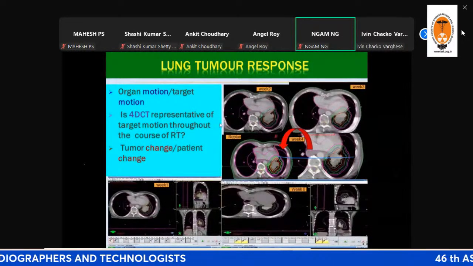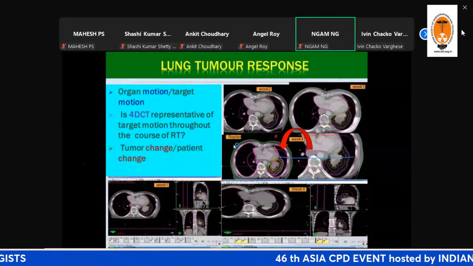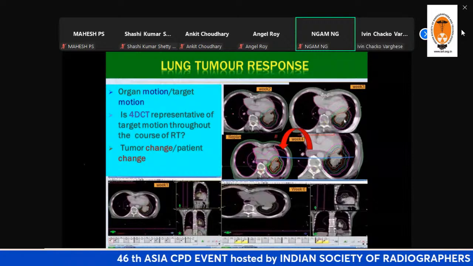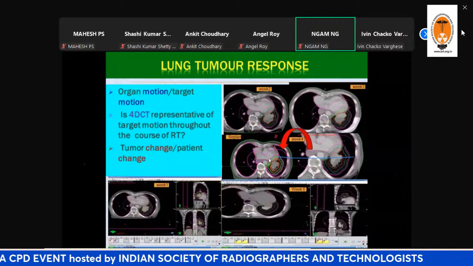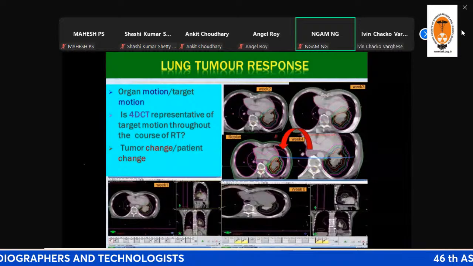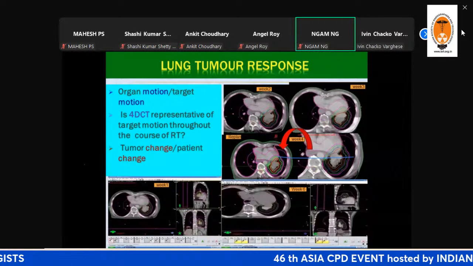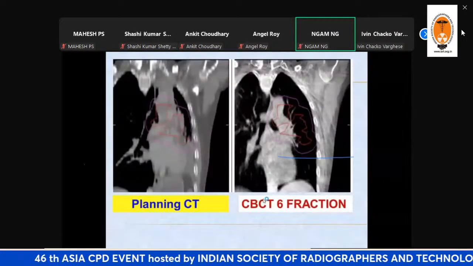Now it's the lung tumors. You can see organ motions are there in the lungs. You can see the first week of the treatment, in the second week there's a little bit of regression, then in the third week also regression. But in the fourth week, we saw a lot of regression. So we replanned, and we continued the treatment, which was planned for 6 weeks. After 6 weeks, the tumor was reduced to almost vanishing level. So the patient response was very good.